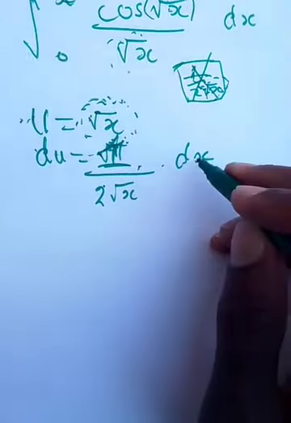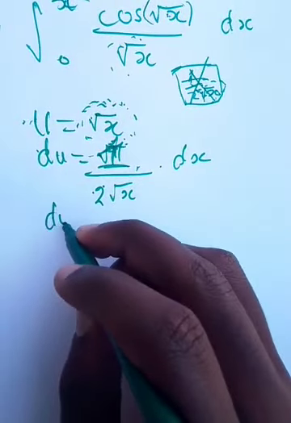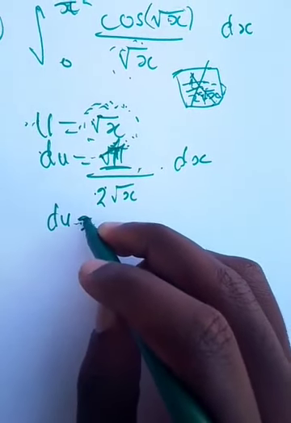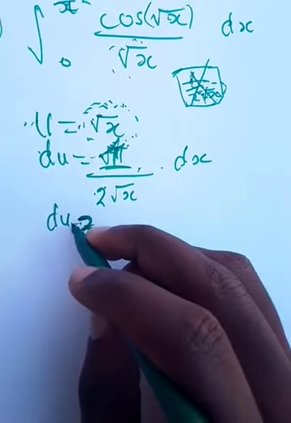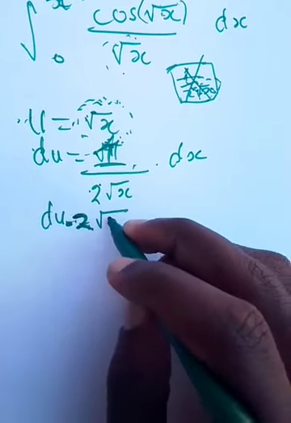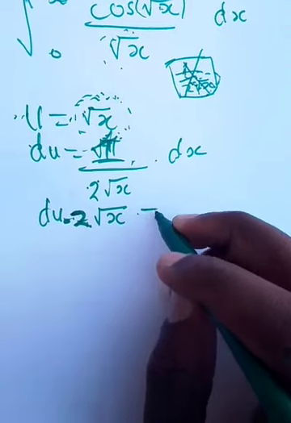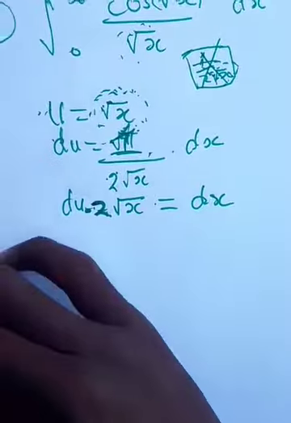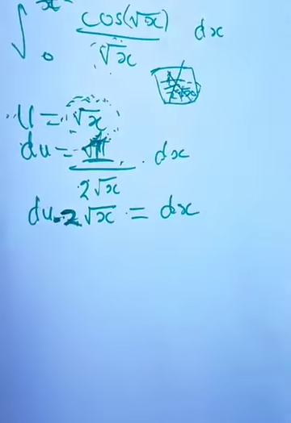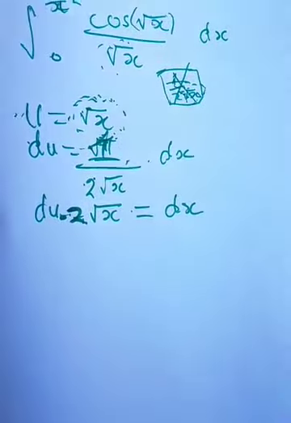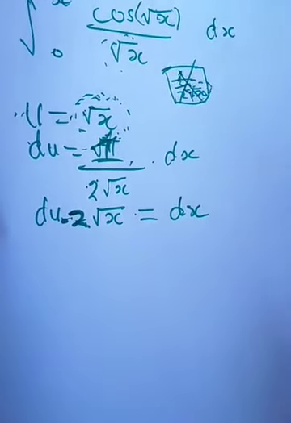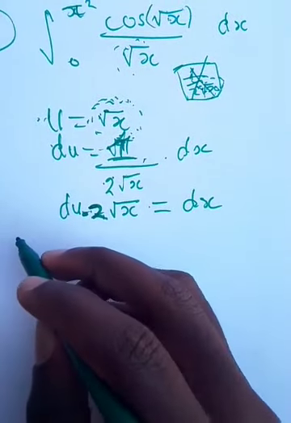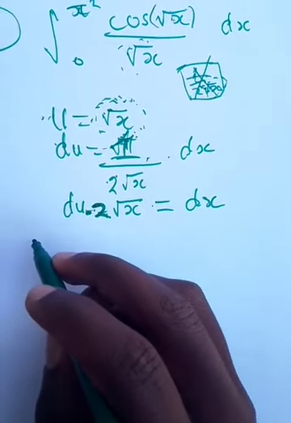Now my goal is to make dx my subject, so I'll just cross multiply. So I'll say du times 2 square root of x is equal to dx, right? So now we found our dx. Let's now substitute in this one. So this is another definite integral, and you first have to integrate, then you find the limits. You find the final answer by substituting the limit.